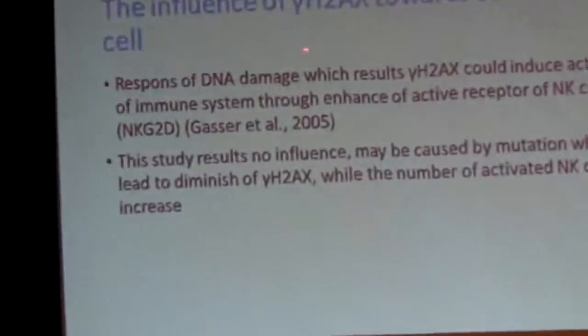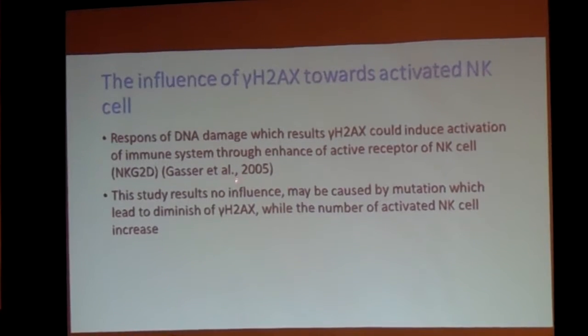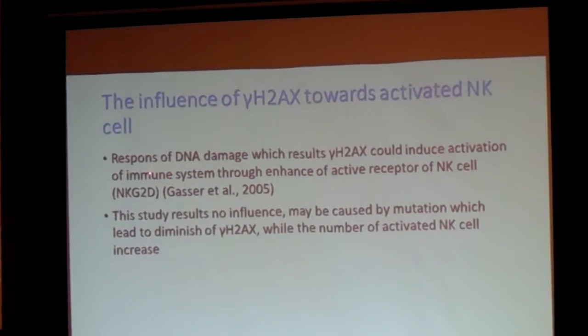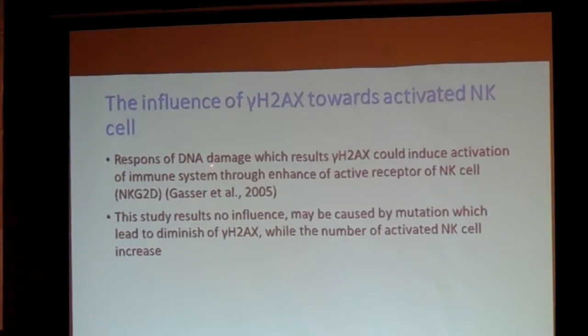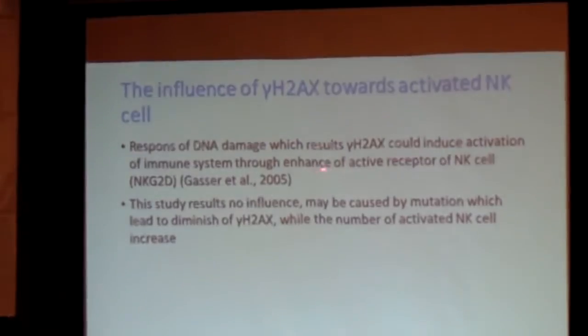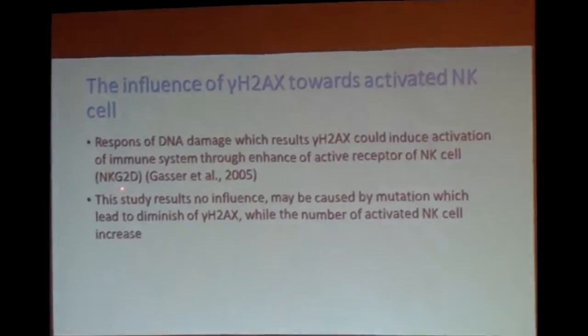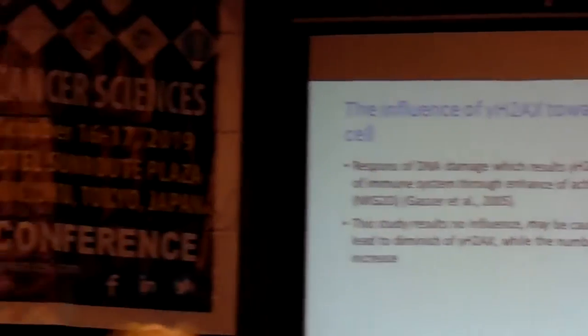Okay, this is the discussion of the study, the influence of gamma H2AX towards activated NK cells. This is the research previously done by Kaiser et al. in 2005. This result is, I think, in line with the theory. Response to DNA damage with H2AX could induce activation of the immune system through enhancement of the activating receptor of NK cells, NKG2D. The study result showed no influence. So maybe the reason is a mutation which leads to diminished gamma H2AX, while the number of activated NK cells can still increase.